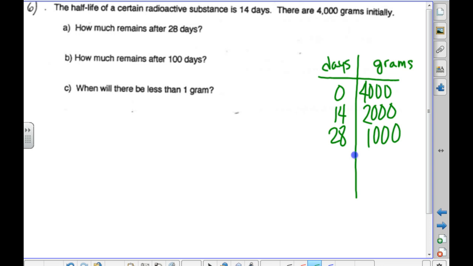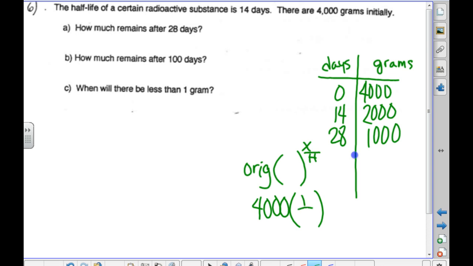So we have to come up with a formula that will do this. The initial amount, or original amount, times whatever we're multiplying by, x over how often it's happening. So if we have 4,000, and what is our rate for this problem? What is it doing over and over and over? It's taking half. Okay? X we don't know how many days it's been, well, we do, we're gonna put some numbers in here, but X over how often is it having?